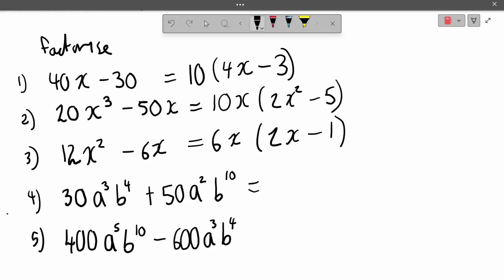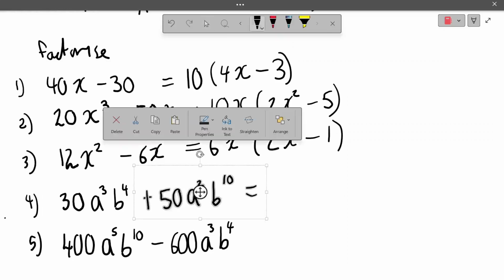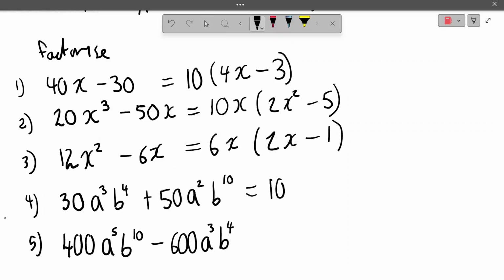So here we have our next one. We have 30 and we have 50. In terms of our numbers, the best we can do is 10. So we have 10, a cubed and a squared gets you an a squared, the best we can do. B to the power of 4, b to the power of 10. Again, the best we can do is b to the power of 4. We then open our brackets, and then we start dividing.